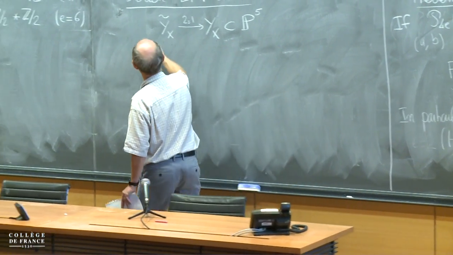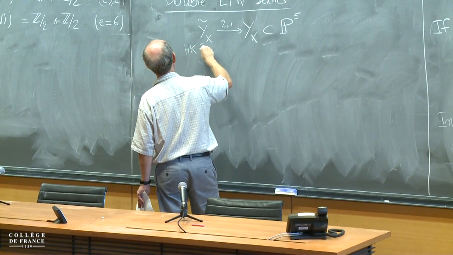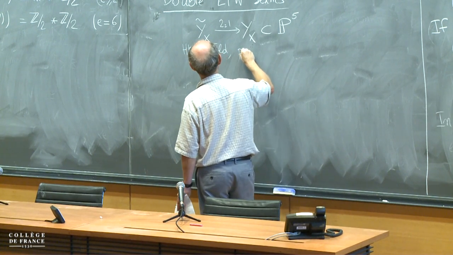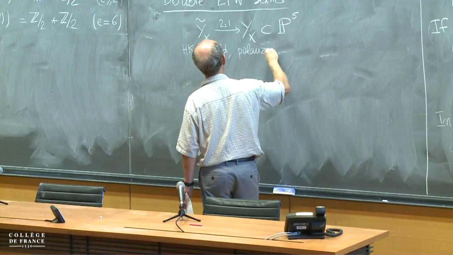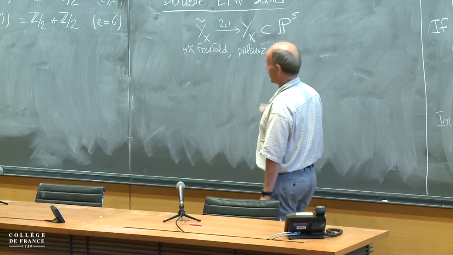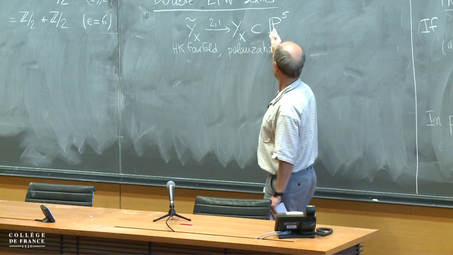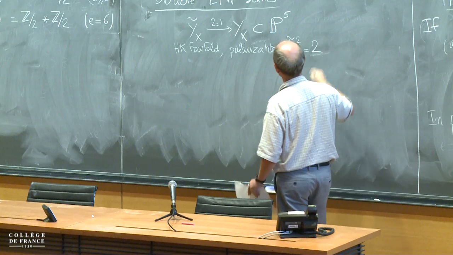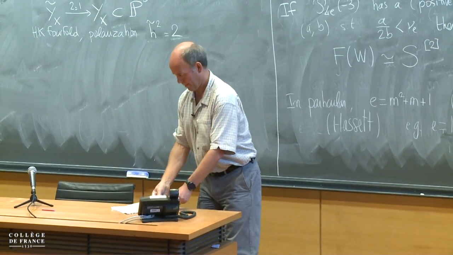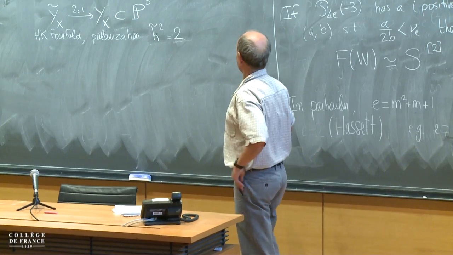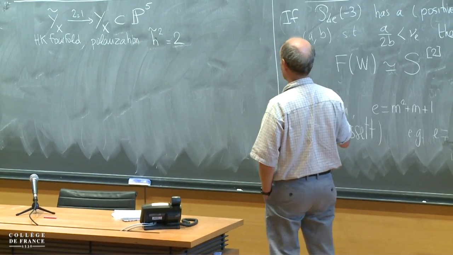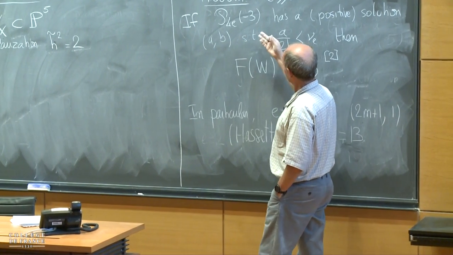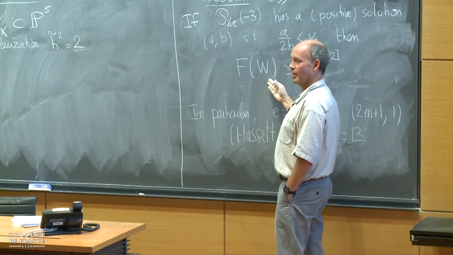So this is a Hyperkähler fourfold when it is smooth, and it has a polarization which I'll denote by H tilde, which is just the pullback of the polarization on P5, and its square is 2. Okay, so I don't have time to explain that, but there was a relation between cubic fourfolds and the space of lines in there.